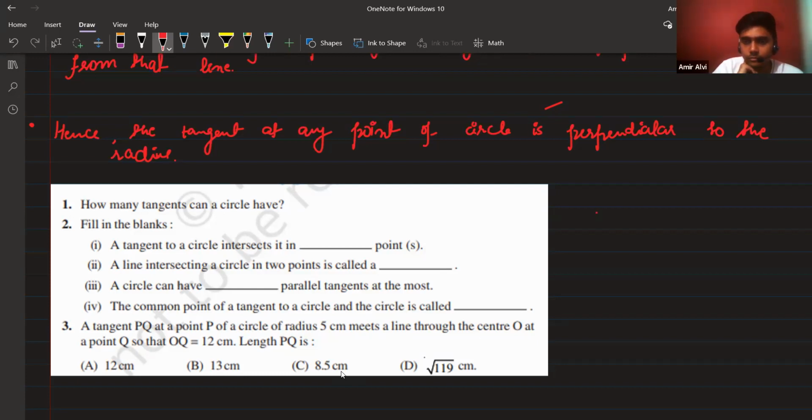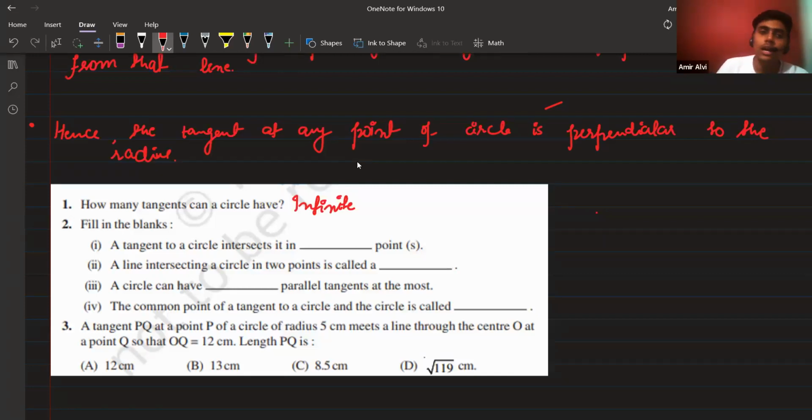Hiba said not one. What is it basically? Infinitely many. So the answer is infinite, because a circle has infinite points and each point will have a tangent. So infinite points equal infinite tangents. Clear?